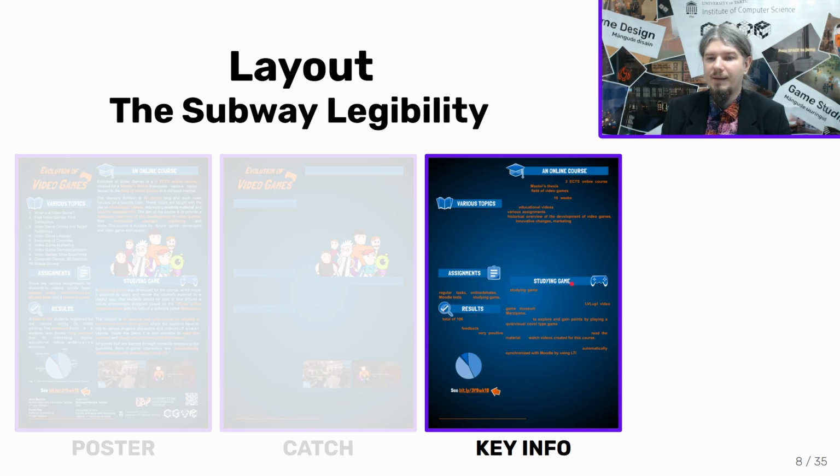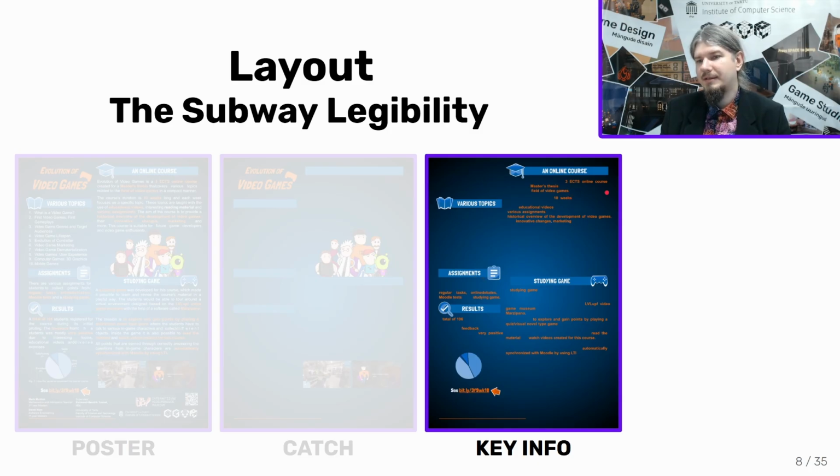Now the second read is the headings of the different blocks: the online course, various topics, assignments, results, studying, game. The most important thing here is perhaps the online course. So this says that, okay, it's the evolution of video games online course. The project was about an online course. Now we can also see, okay, it features some sort of a studying game, there are assignments and some results.